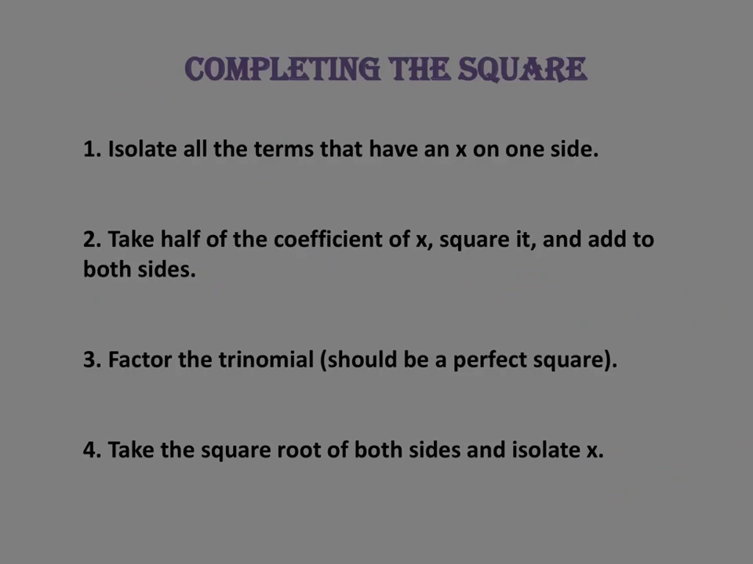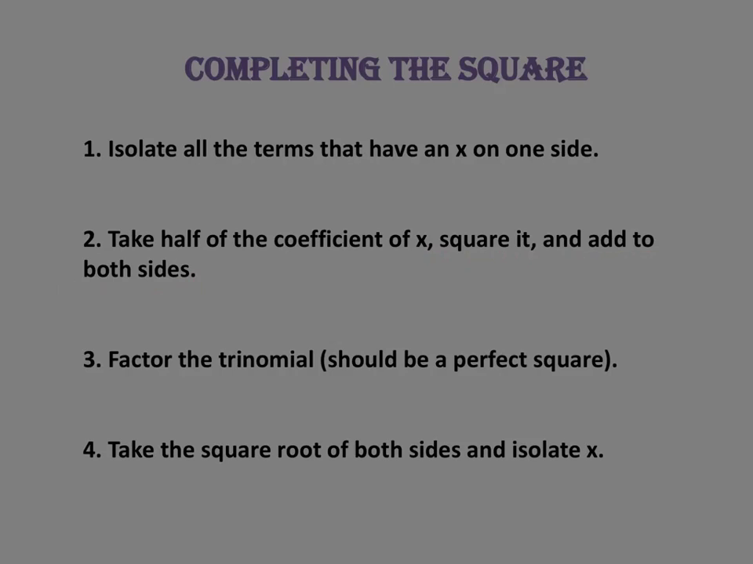Alright, for the last method, we're going to talk about completing the square. So the first step with completing the square, we want to isolate all the terms that have an x on it. Anything that has an x on it, we're getting on one side. Everything else, we're moving to the other. Then we're going to take half the coefficient of x, square it, and add it to both sides.